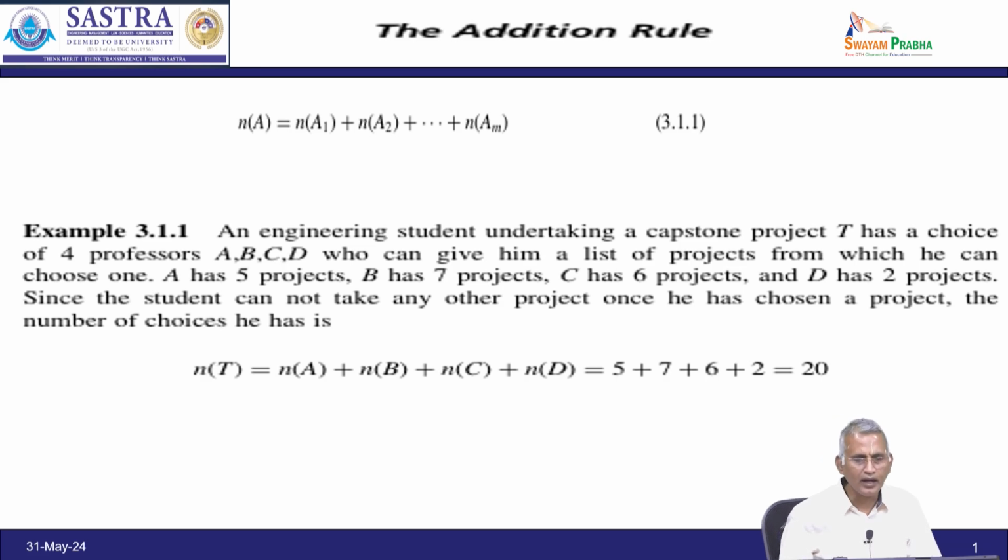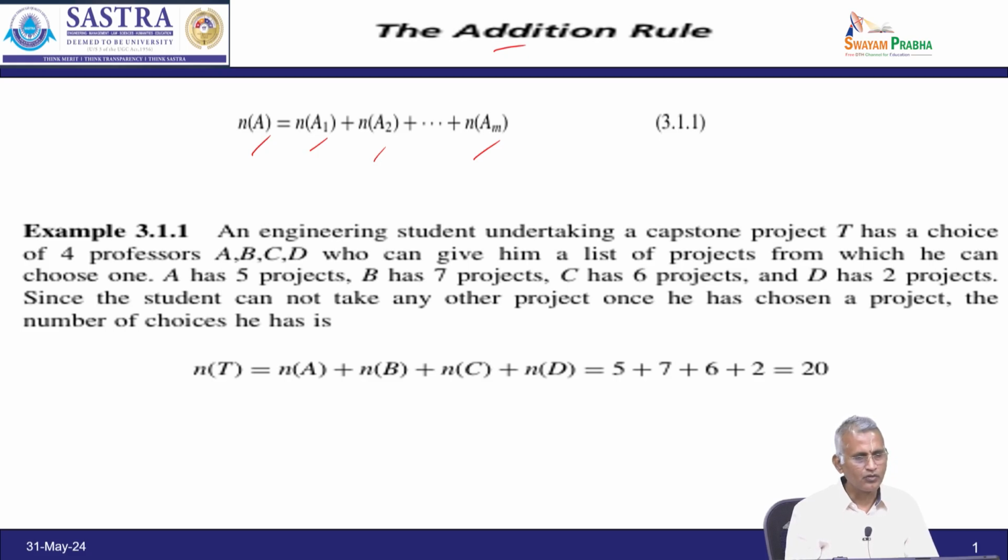Let us start with the addition rule. Now we are going to discuss the addition rule. Suppose A is an event and n of A is the number of outcomes of A. Suppose A1, A2 and so on, AM are subsets of A, and then n of A1, n of A2, n of A3 and so on, n of AM, you have to add them so that you can get n of A. So, this is the addition rule. We already discussed it; just for revisiting and for solving the problem, we recollect the definition of the rule.